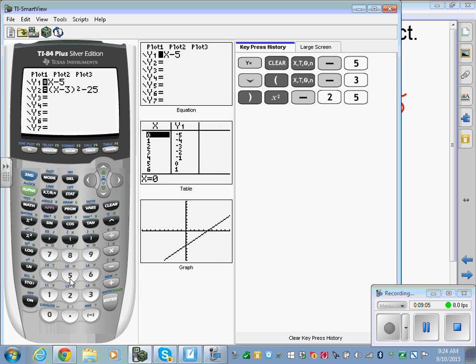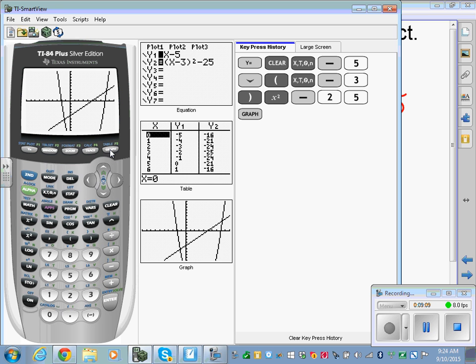Okay, now I hit graph. Is everybody there? Okay, so I hit graph. Now in my window, I can see, guys, look, I can see where they intersect. So that's good enough for me. I don't need to make my window bigger. It's up to you, though. But there are going to be times when you have to make your window bigger, okay?